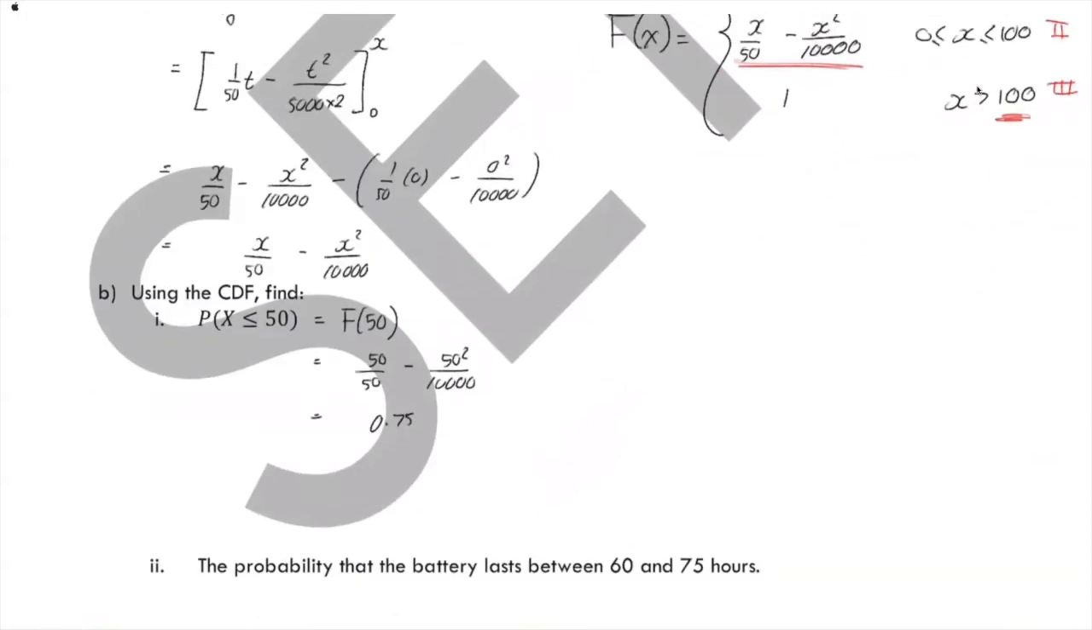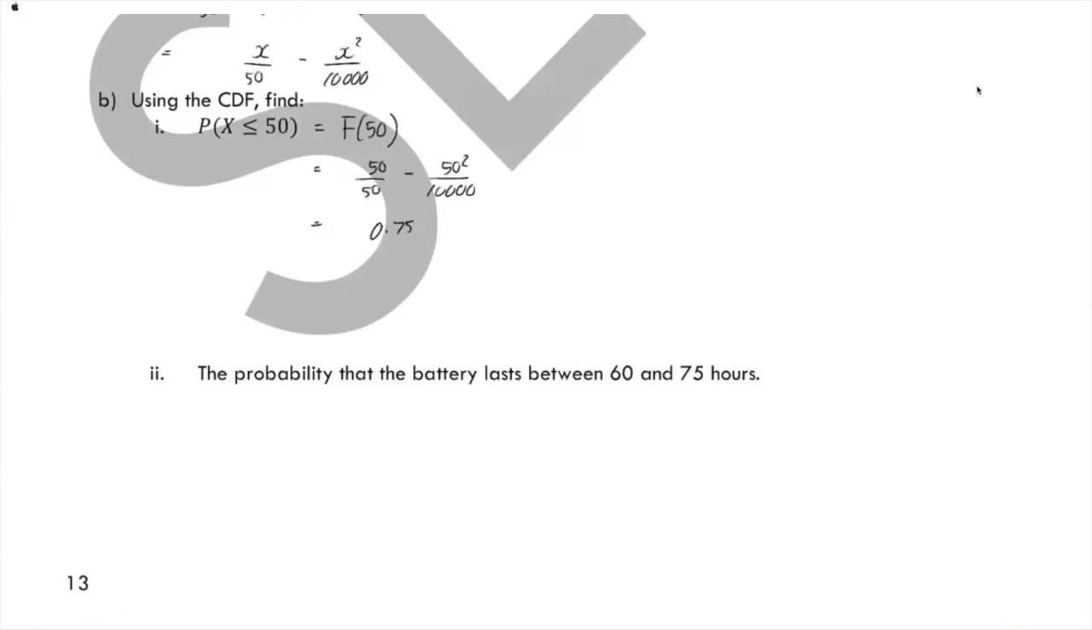What about if I ask the probability that the battery lasts between 60 and 75 hours? You sub it in and then minus it, like 75 minus 60. Good job. Perfect. Yeah, exactly.